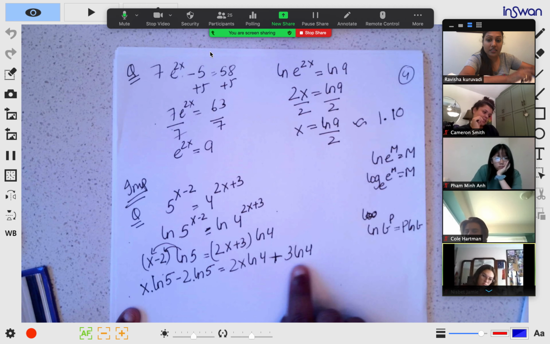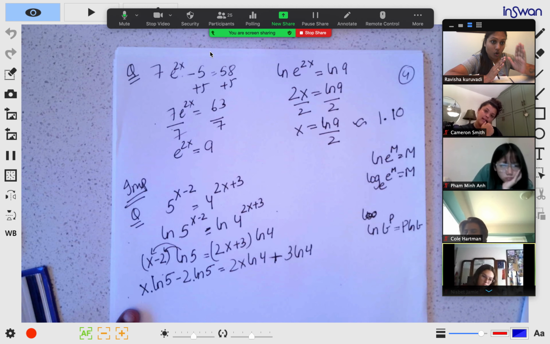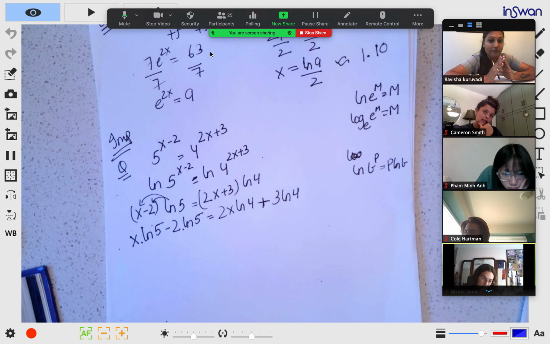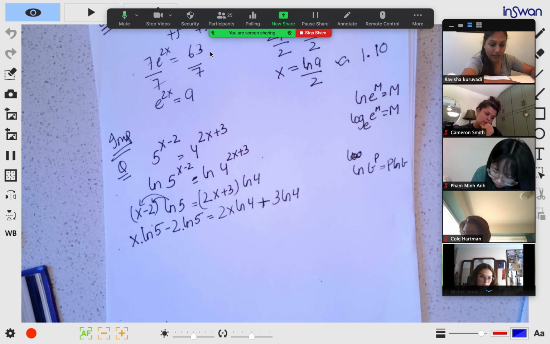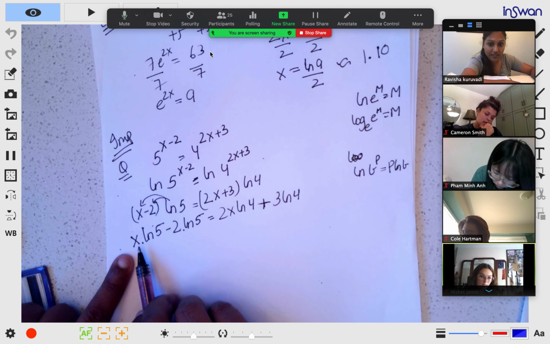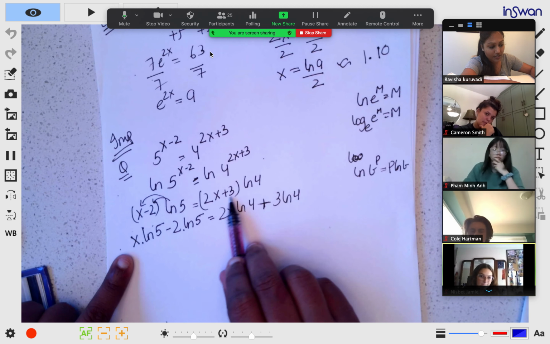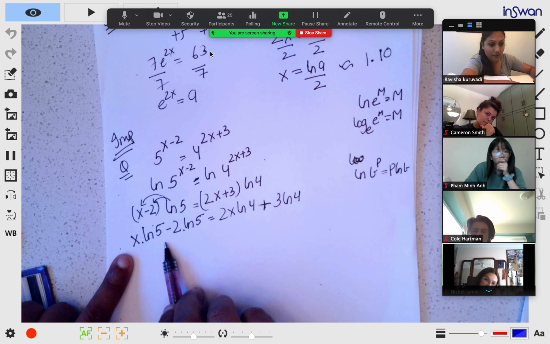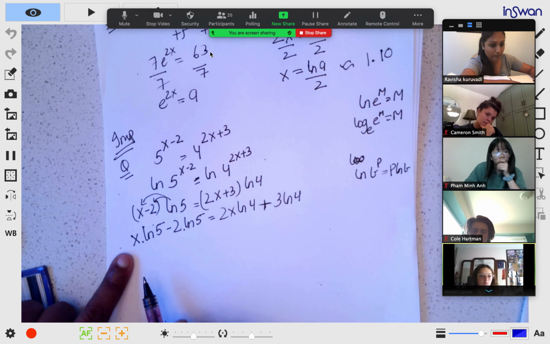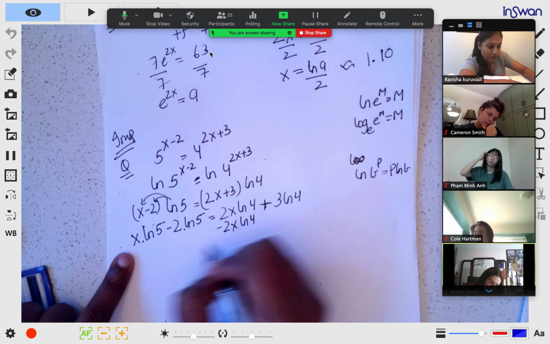I want to take the terms which have x on one side and the terms which don't have x on the other side. How do we do it? This term has x, so let's keep this side. This whole term also has x. I want to take it to the other side. How do I do it? Would you subtract it from both sides? Yes, you subtract it from both sides. You're correct. So I subtract 2x ln 4 from both sides.